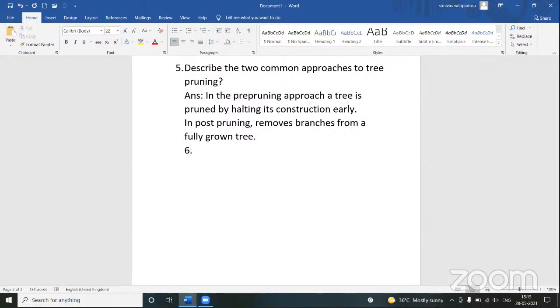Next question. What is decision tree? A decision tree is simply a very specific type of probability tree that enables you to make a decision about some kind of process. So we need to take some decision by some process.